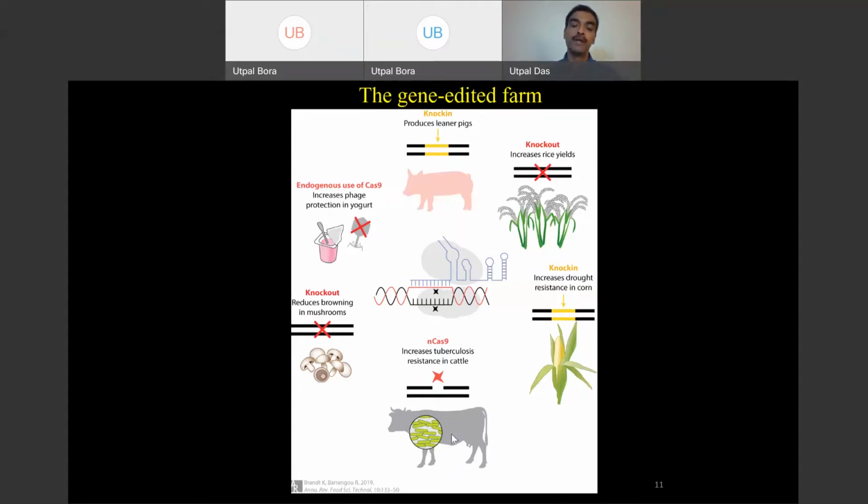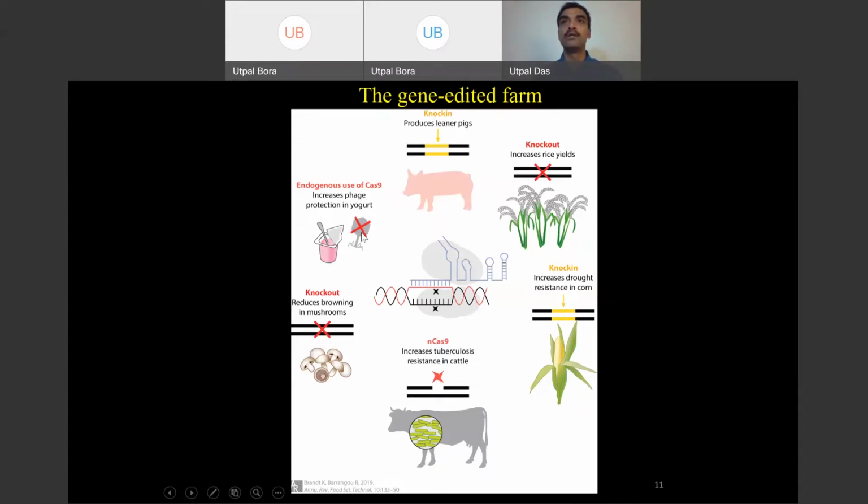And not only that, many cattle suffer from many different diseases, and tuberculosis is one of those diseases. Now, using this CRISPR-Cas9 technology, I think in 2016 or 17, a Chinese group mutated the NRAMP1 gene probably, and they developed a few cows that are resistant to tuberculosis.